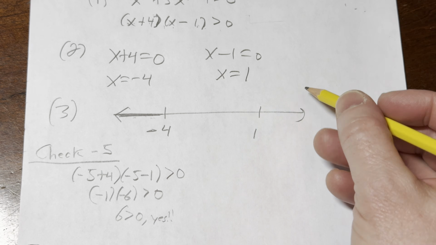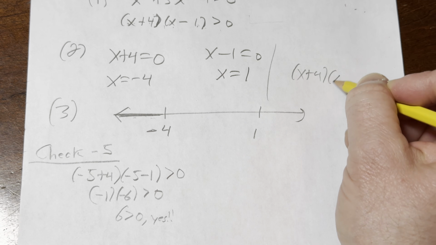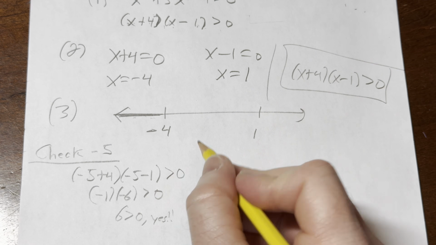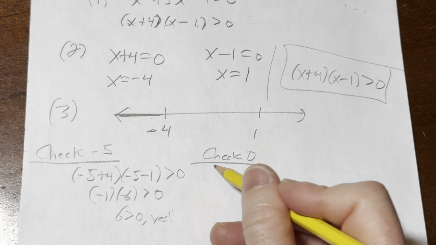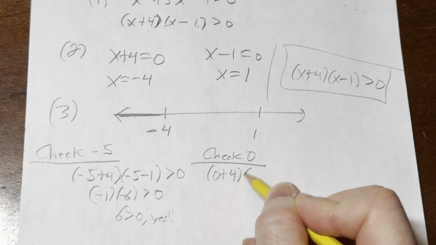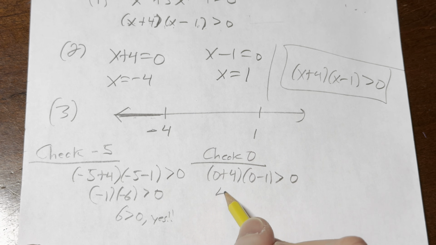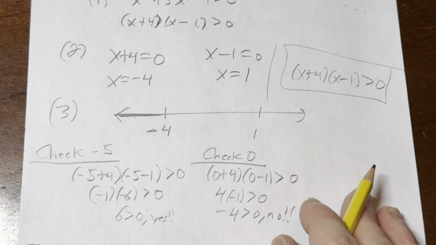Now let's check 0. And I'm going to go ahead and write down the problem again down here so we can see it. This is where we're plugging stuff into. Let's check 0. So we get 0 plus 4, 0 minus 1. We want to know if that's greater than 0. That's 4 times negative 1. We want to know if that's greater than 0. So negative 4 greater than 0. No, that's super wrong, not true, so we don't shade.